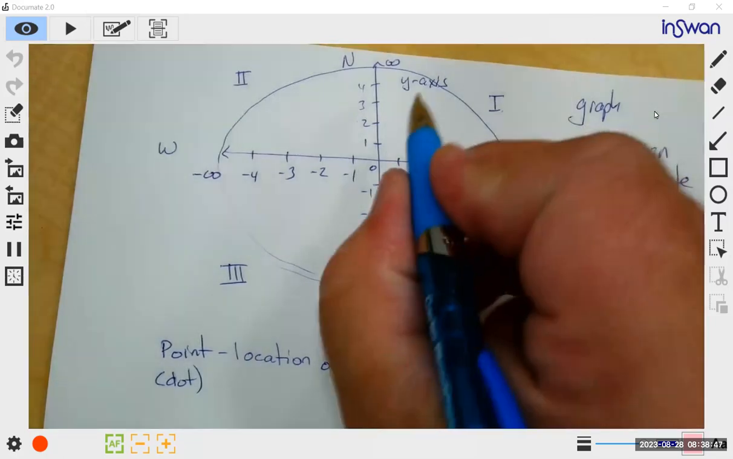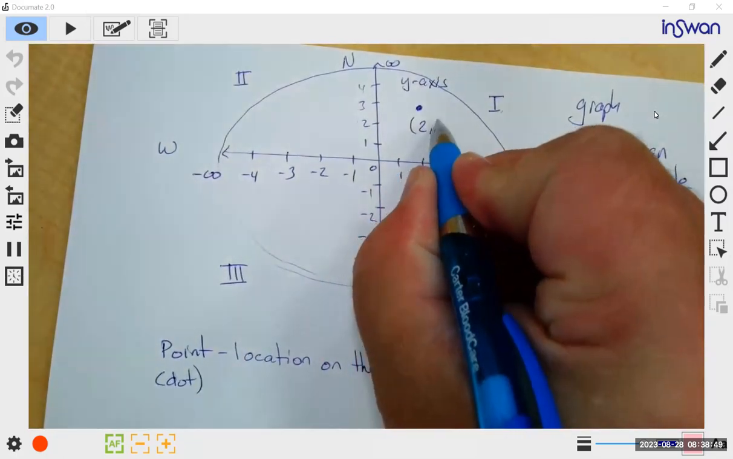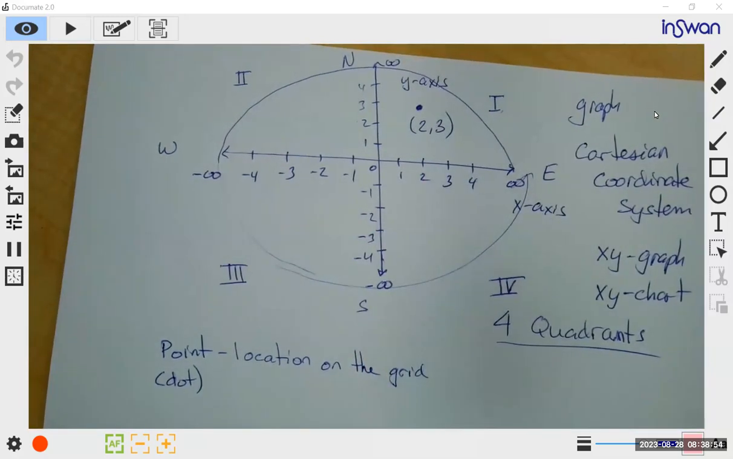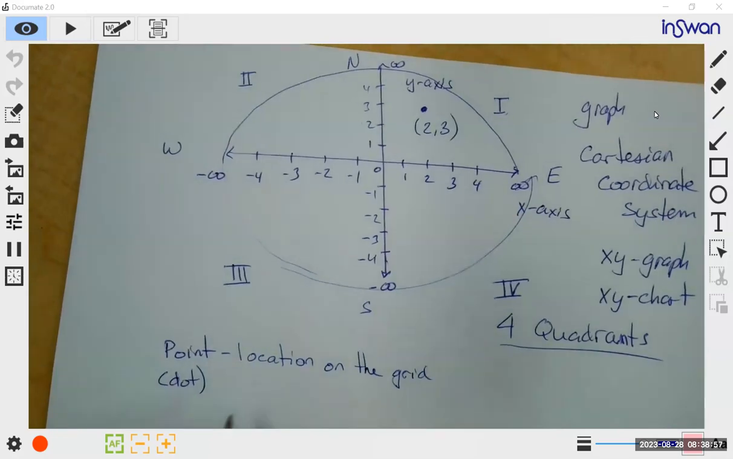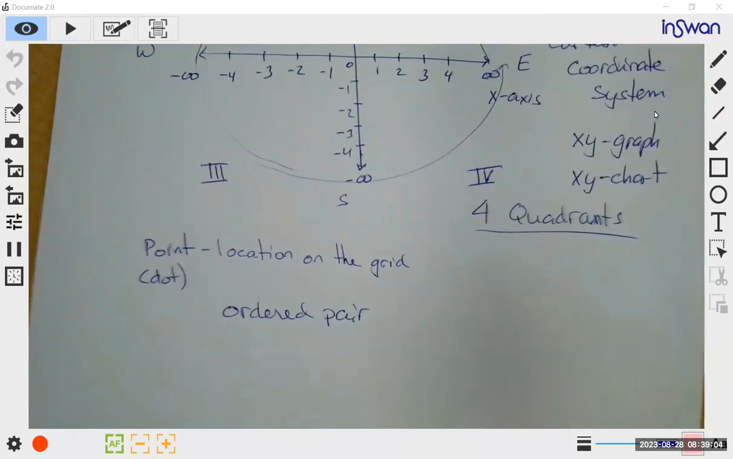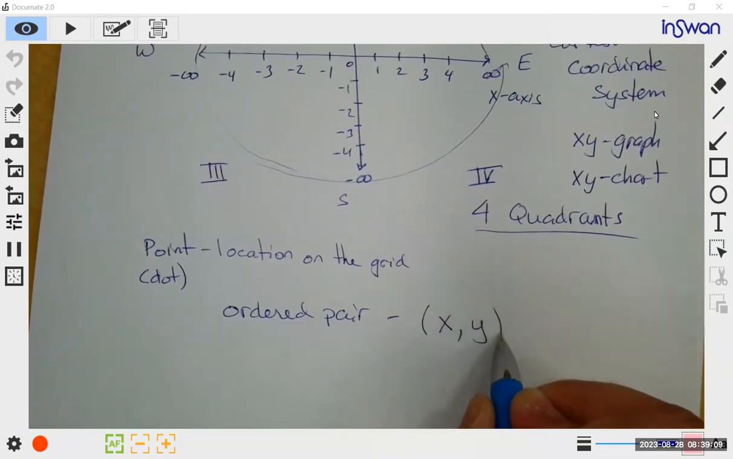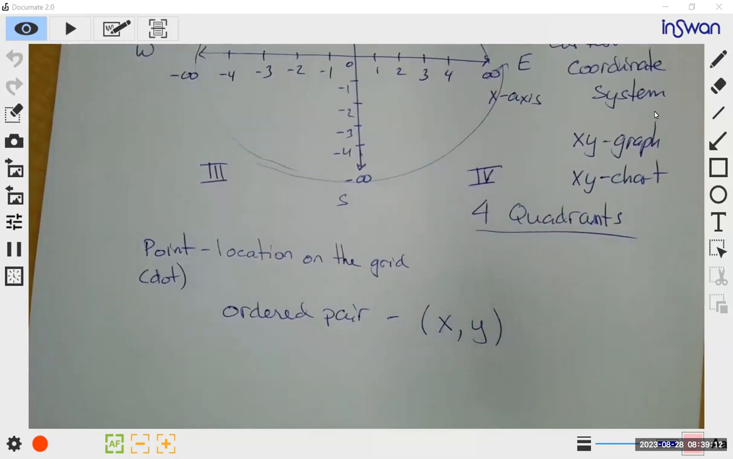Yeah. The location of this dot is 2, 3. It's written this way, specifically this way. We call that an ordered pair. An ordered pair is the location of a dot on your grid, on your graph. X always goes first, then Y.